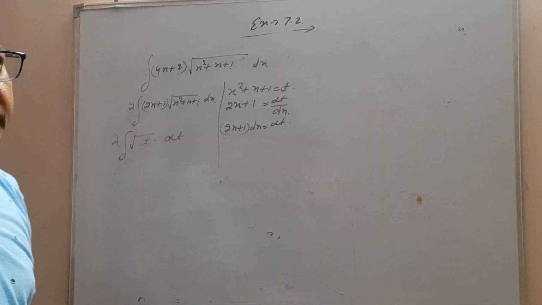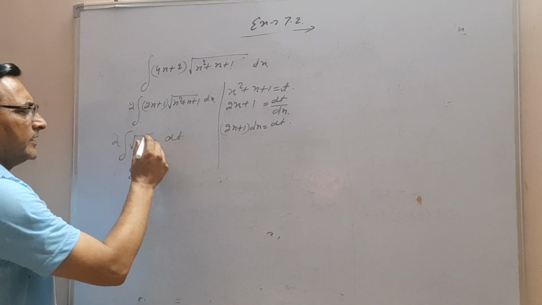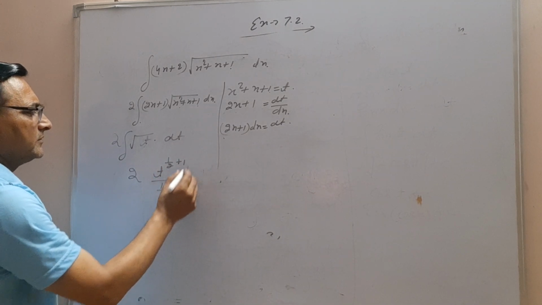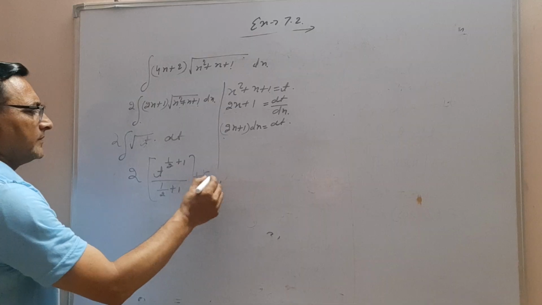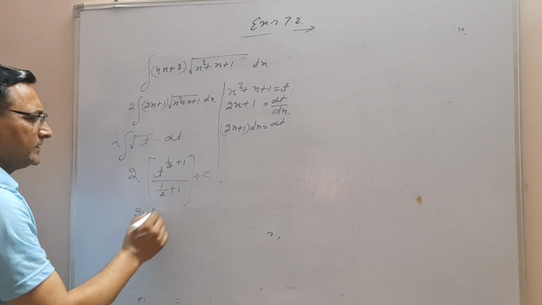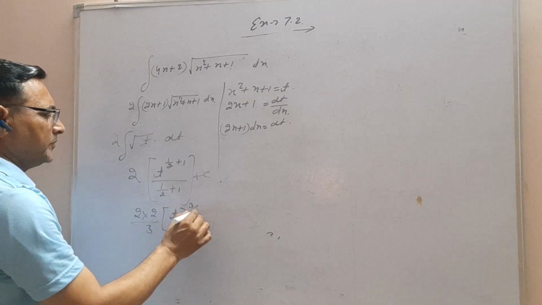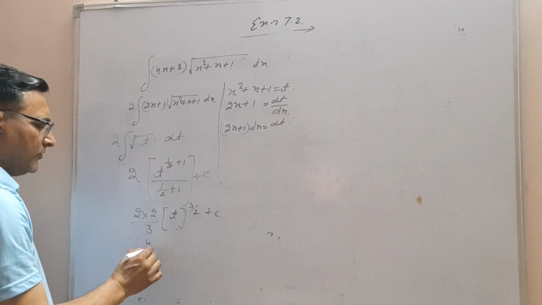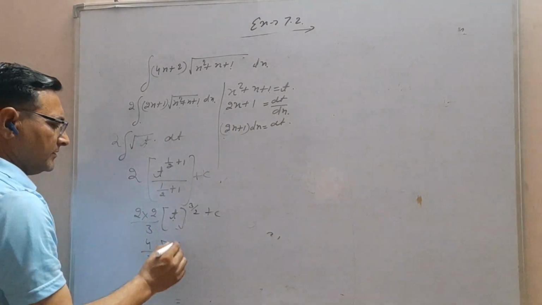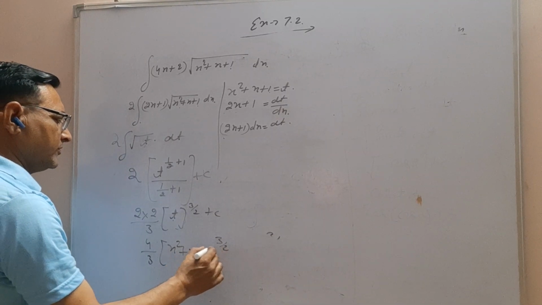So what can we do? Add to the power. Its power is 1 by 2 plus 1 plus c. So it will be 2 into, it will be 3 by 2, so 2 by 3, t power 3 by 2 plus c, that is 4 by 3 into, put here the value of t, that is (x square plus x plus 1) power 3 by 2 plus c.